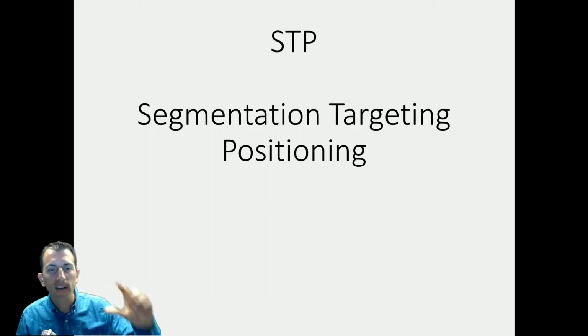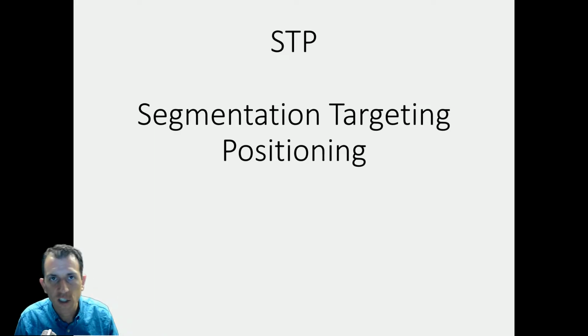When you break that down, it's segmentation, targeting, and positioning. And the idea here is that we can't be all things to all people. In marketing, we have to choose who we're going to sell to. We can't sell to everyone. We just don't have enough money. We don't have enough time. We can't have a product that fits everyone's needs.